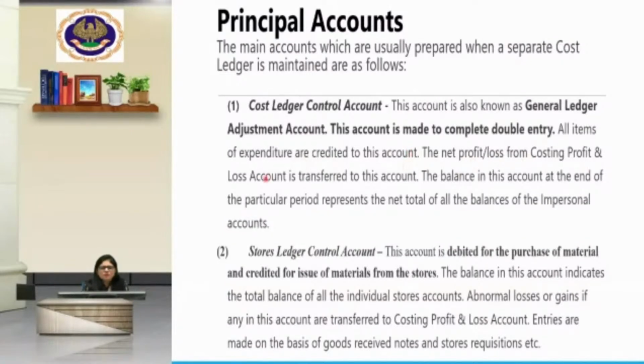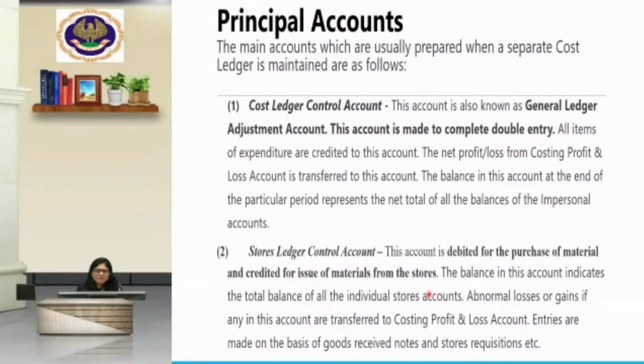Net profit or loss from the costing profit or loss account is also transferred to this account. The balance in this account represents the net total of all the balances of impersonal accounts. We only make impersonal accounts in the cost accounting system. No debtors or creditors accounts we open here. The stores ledger control account is debited for every purchase, for all the purchase of material. Any material, direct or indirect, it is one account for every type of material. The balance in this account indicates the total balance of all individual stores accounts. Abnormal loss or gain we also transfer to the costing profit or loss account.